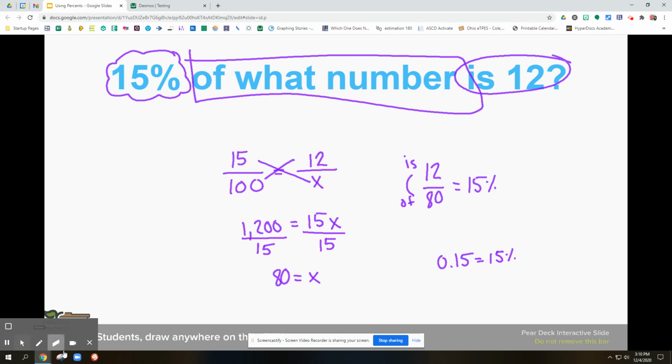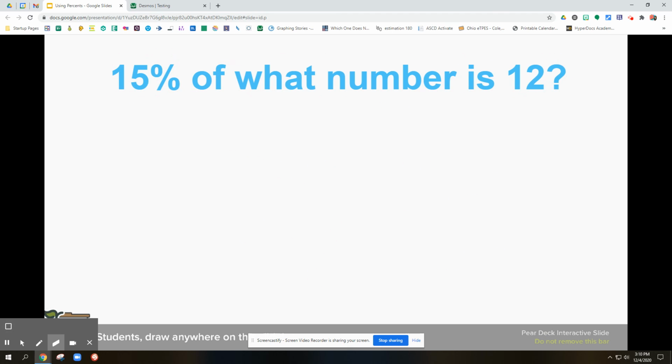So these are just a couple of problems that we did together in class today. We will do more practice throughout the week next week, and I will put some things on Google Classroom to help those of you that are at home to get some extra practice with these problems as well.